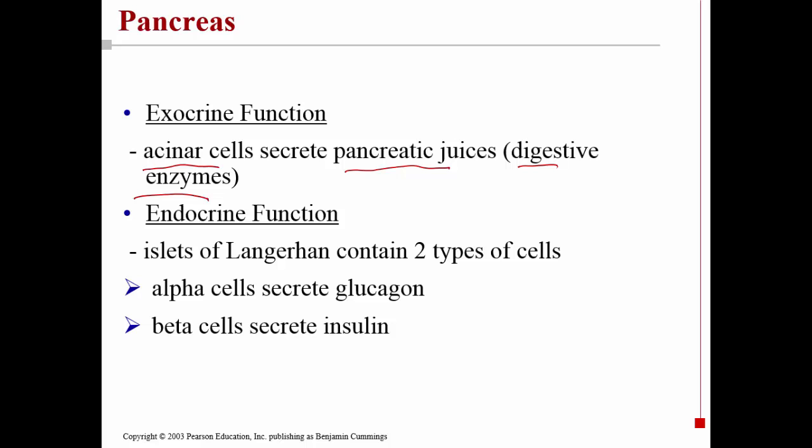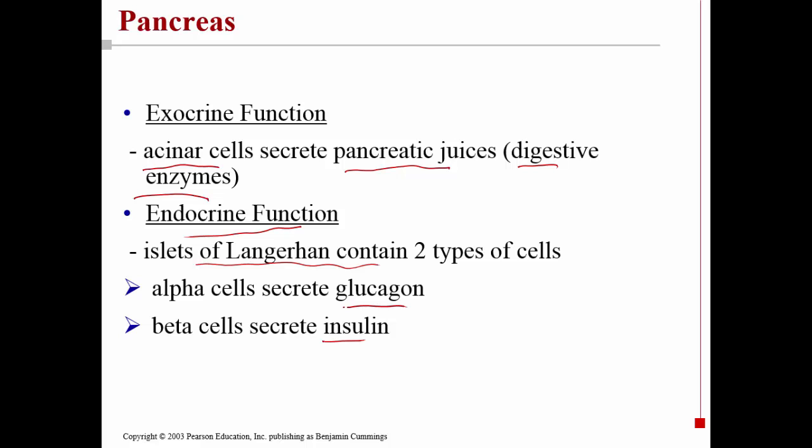So all of these digestive enzymes that are entering the small intestine are produced by the acinar cells, which are exocrine tissue. Now remember that the pancreas also has endocrine tissue. It produces hormones. Remember, endocrine glands do not have ducts, and the endocrine glands that produce the hormones are called the islets of Langerhans. There are two types of cells. Remember, the alpha cells secrete glucagon, and the beta cells secrete insulin.